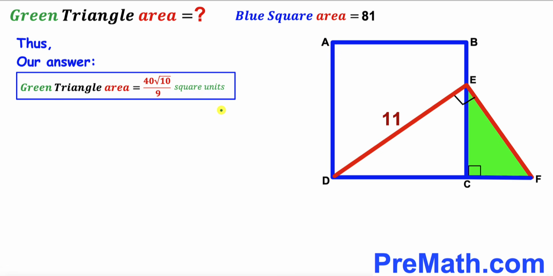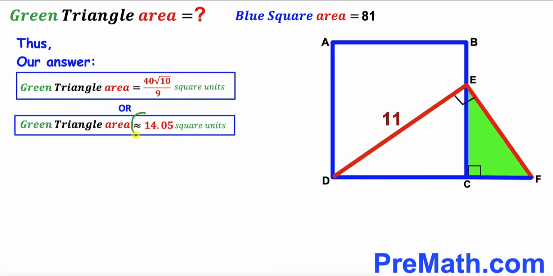So after all the calculations and manipulations, the area of this green shaded triangle CEF turns out to be 40 times the square root of 10 divided by 9 square units. That is approximately equal to 40.05 square units as well. And that's our final answer.